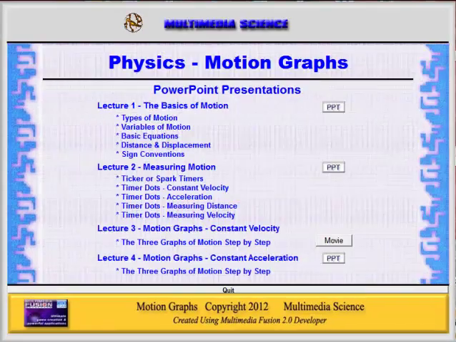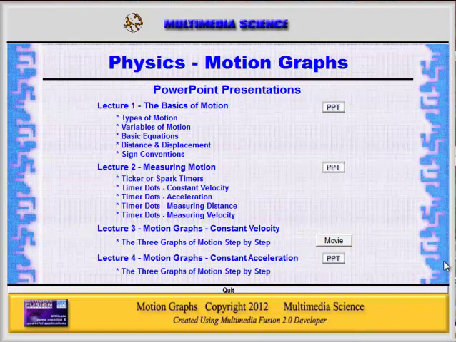PowerPoints, there's not a PowerPoint for every lecture, but there are a number of PowerPoints that fit into appropriate places in the study guide. There's one on the basics of motion. There's one on measuring motion with spark timers and again setting up for one of the experiments. There's one on constant acceleration, the 3 graphs of motion step by step. There's a movie.